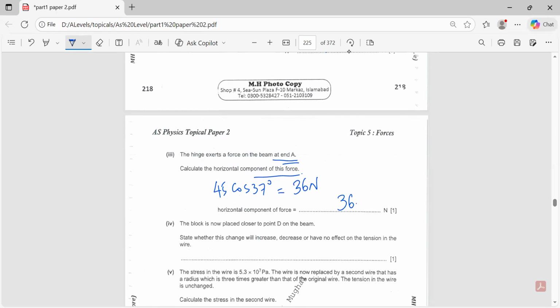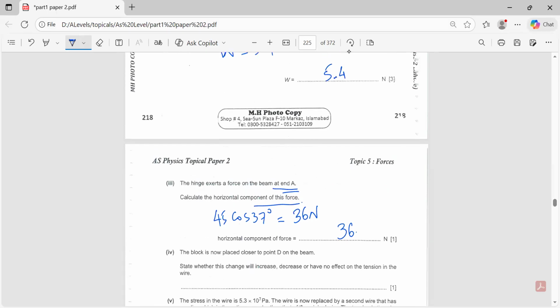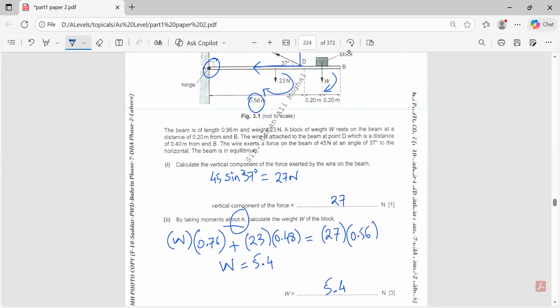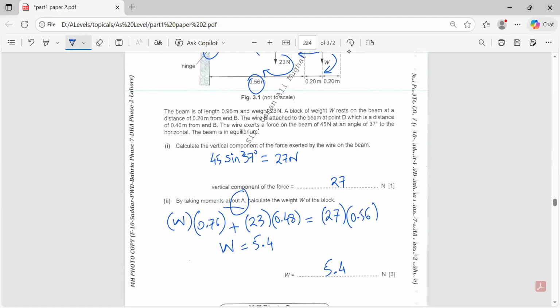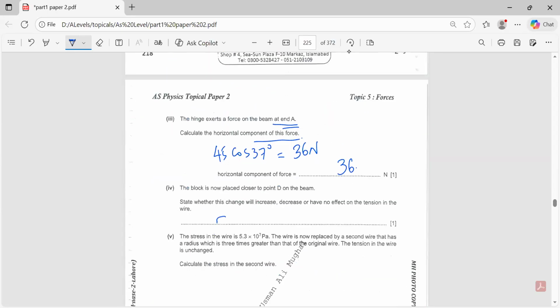Next it says the block is now placed closer to point D on the beam. State whether this change will increase, decrease or have no effect on the tension. So see, now the block is moving closer to D. When the block is moving forward, will it be creating more tension, or will the tension decrease? As this block was to the right, there was heavy tension, more stretch in the string. So when it moves towards the left, the tension in the string will decrease. So here you are going to state that it decreases.